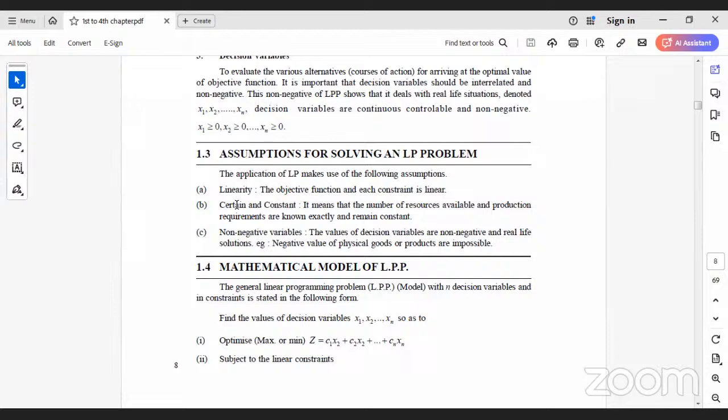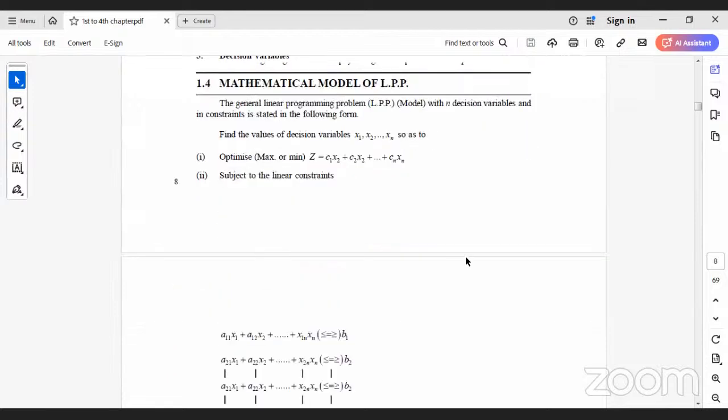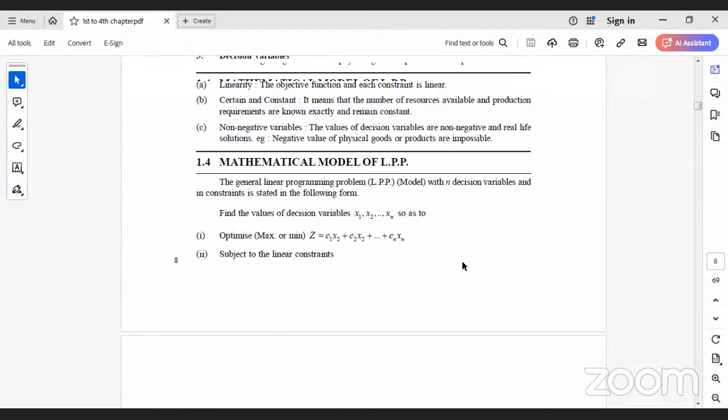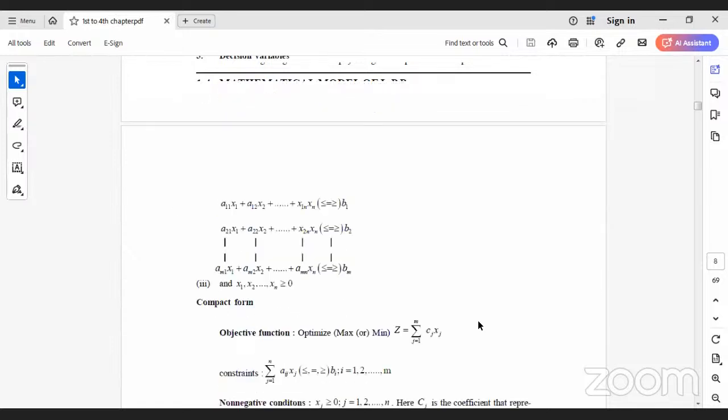So another important one, the mathematical model of LPP. This also may be asked in the question here. The general linear programming problem with n decision variables is stated in the following form: find the values of decision variables x1, x2, x3 and so on xn, so as to optimize (maximize or minimize) z equal to c1 x1 plus c2 x2 plus c3 x3 and so on cn xn, subject to the linear constraints here.